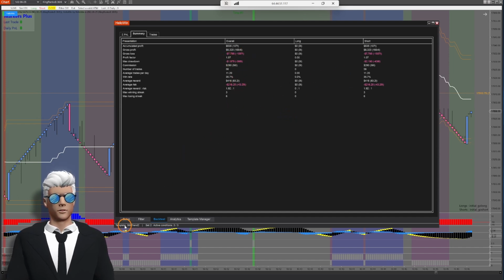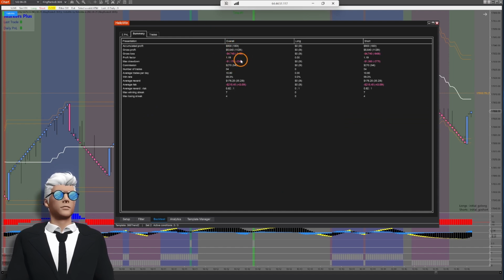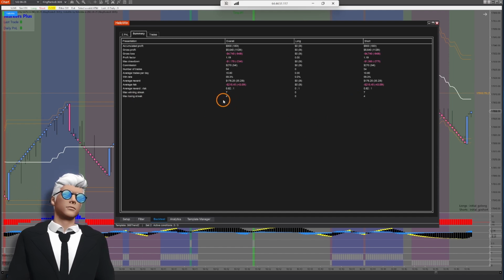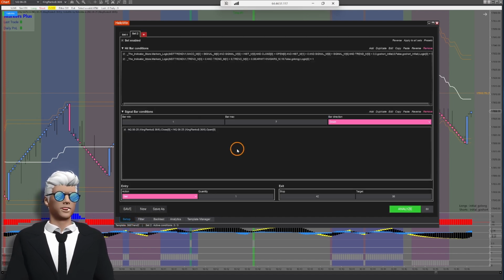So let's go back to what we were originally working with. Best guess here was 36 and 42. We had this at 7. And what we're going to do is run this the very last time independent of anything else. And we got 1.19 and a max win streak of 7 and a max losing streak of 4. So if this is something that interests you, with about a 60% win rate, at least for 50 trades, then that's something you can work with.